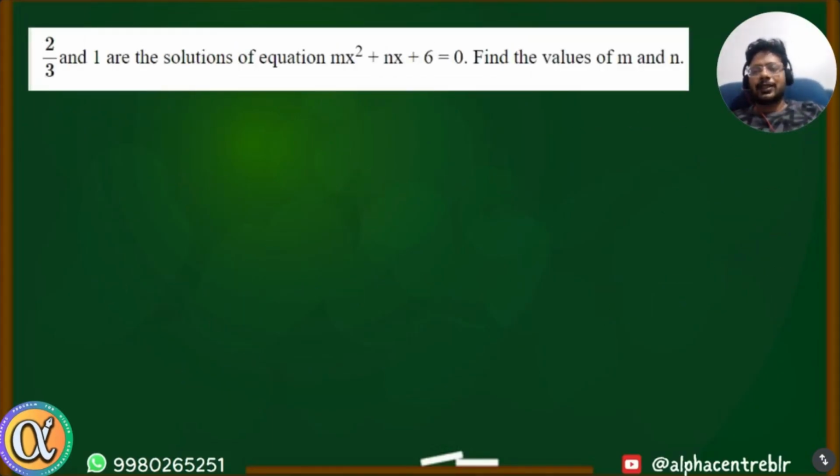So this question says 2 by 3 and 1 are solutions of the quadratic equation mx squared plus nx plus 6 is equal to 0. Find the value of m and n.